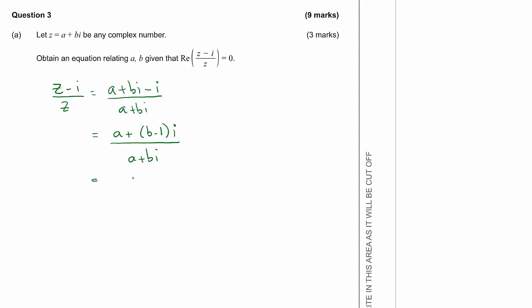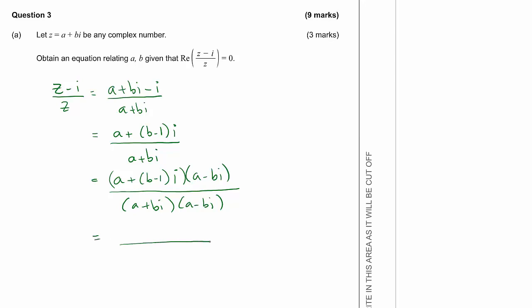So if we want the real part, we've got to separate this out. So a plus (b minus 1)i over a plus bi, and let's multiply by the conjugate on the bottom, like so. And then we know the bottom of that becomes a squared plus b squared. Now let's just expand it out.